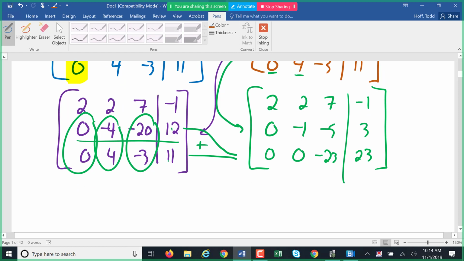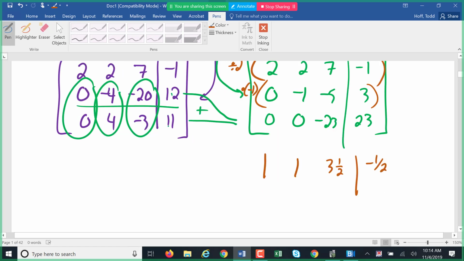So now I'm almost there. What I'm going to do, I'm going to divide this top row by 2, which will give me 1, 1, 3.5, and negative 1/2. I was dividing that by 2. I'm going to multiply this second row by negative 1. So that's going to be 0, 1, 5, negative 3. This bottom row, I'm going to divide by a negative 23. So 0, 0, 1, and negative 1.